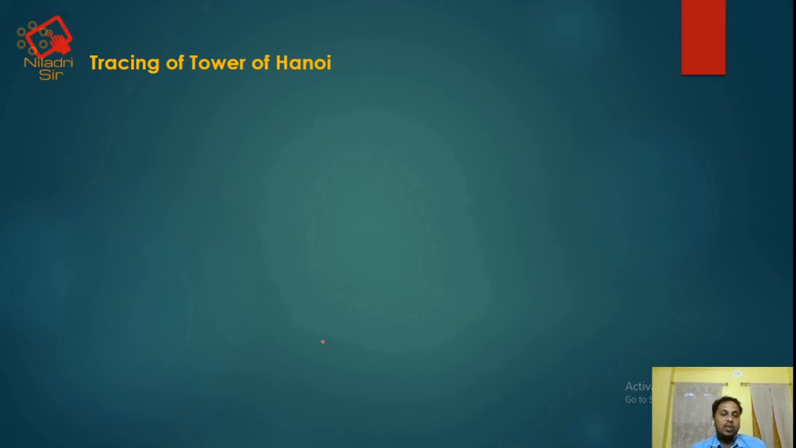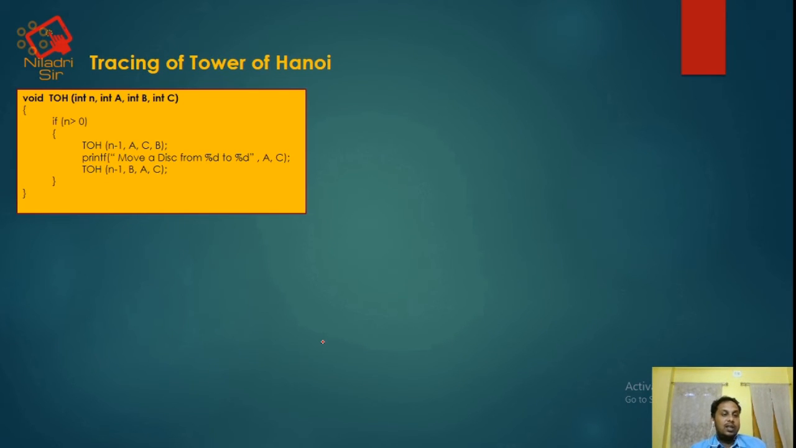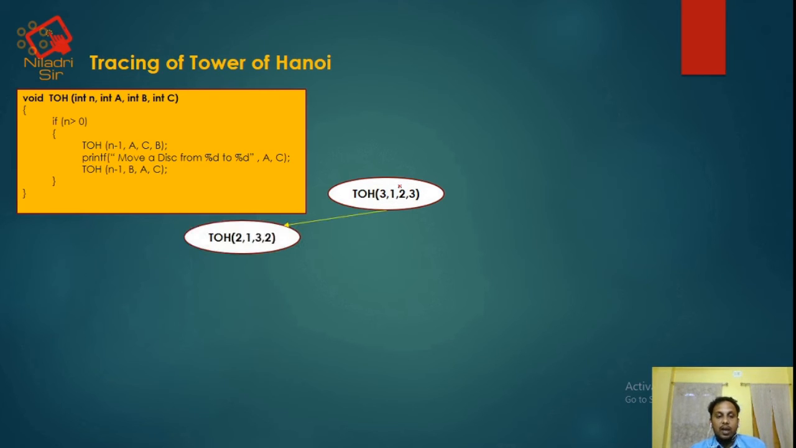Okay. Next, how to trace Tower of Hanoi. So this is the algorithm of Tower of Hanoi. Suppose I am doing this tracing for 3 elements. Suppose the total number of elements is 3. We have to move it from tower 1 to tower 3 using tower 2. So the Tower of Hanoi function moves 3 elements from 1 to 3 using 2. For that we have 3 steps.